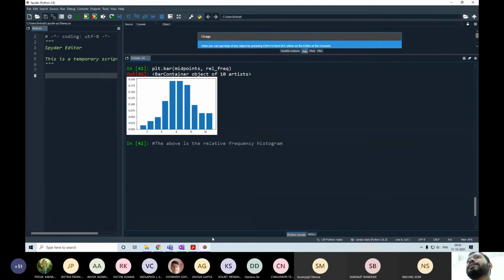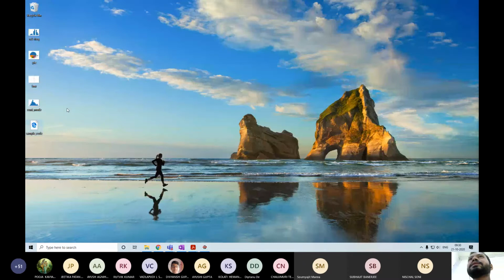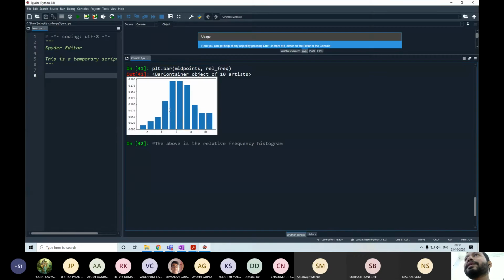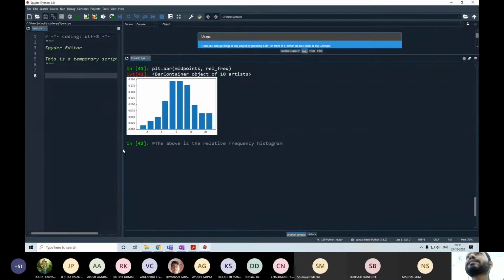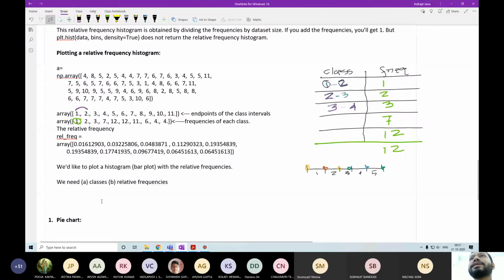Okay. Let me do this. Okay, so let's save that. Actually, there is a way to save an image directly from Python, so I'm not just using it. Okay, so let's insert it here.